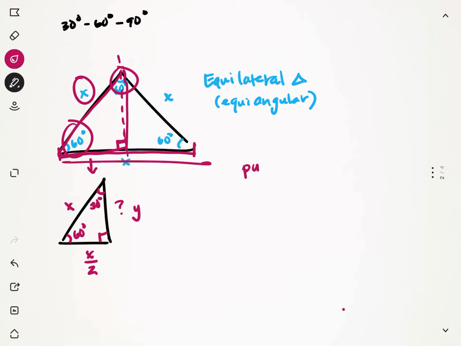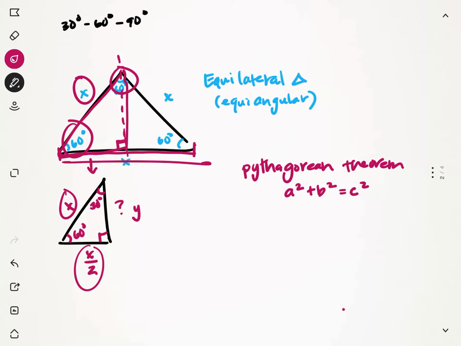And again, we're going to use the Pythagorean theorem. Because we have a right triangle, and because we know that the lengths of 2 of the sides are x and x over 2. Alright, so notice in this case, our hypotenuse is just x, right? We said that our hypotenuse is always across from the right angle. So then we have x squared there.